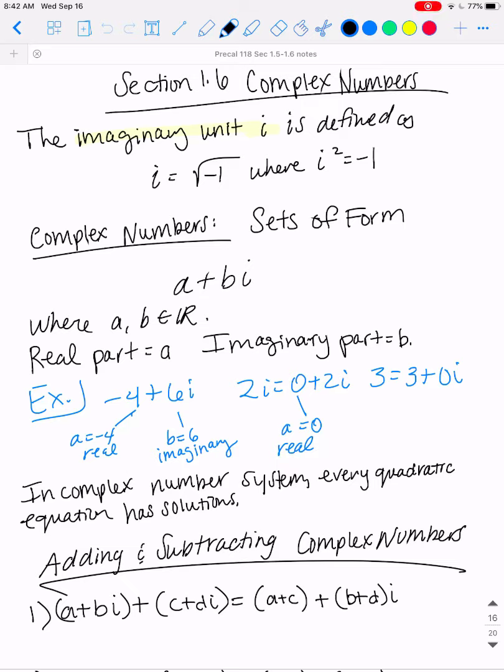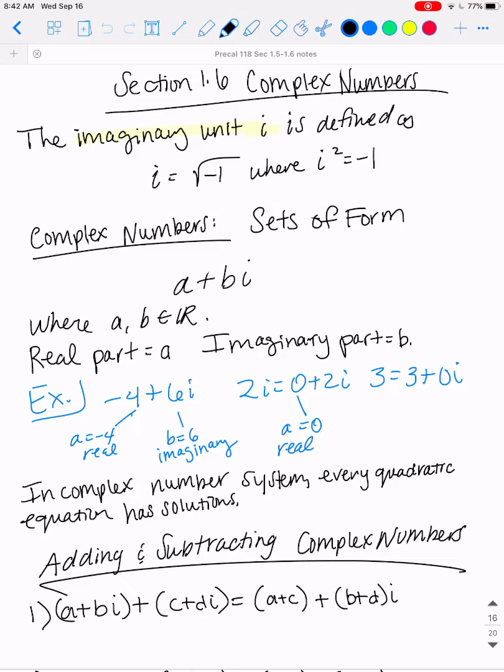Hi everyone, so we're going to go ahead and go over section 1.6, which goes over complex numbers. The imaginary unit i is defined as i equals the square root of -1, where i squared equals -1. They actually came up with imaginary units in order to describe the square root of a negative number.